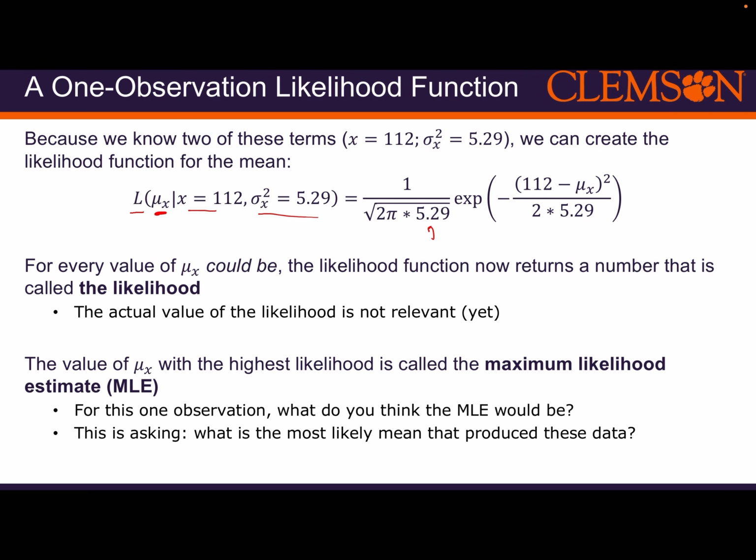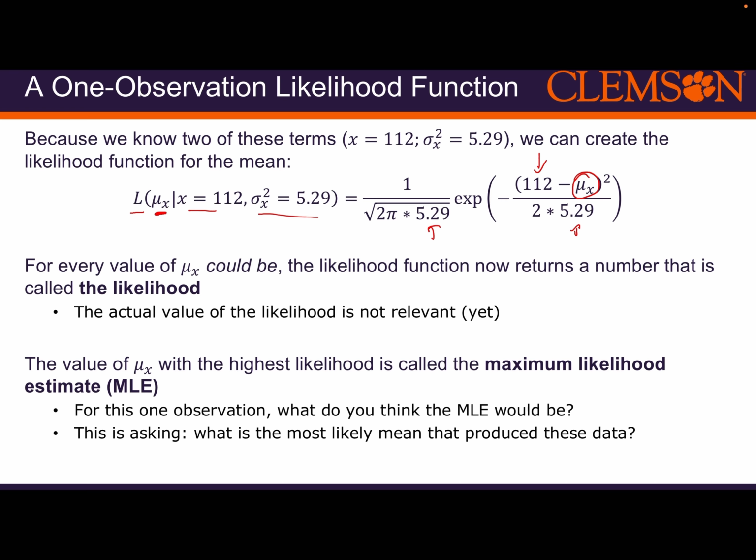We just plug in their values in the respective places in the PDF, or now the likelihood function. So for every value of mu that can be, what this function is giving us is, for every value that we can plug into mu, a curve that talks about how likely it is that that mu is possible given our data and given our other parameters, right?